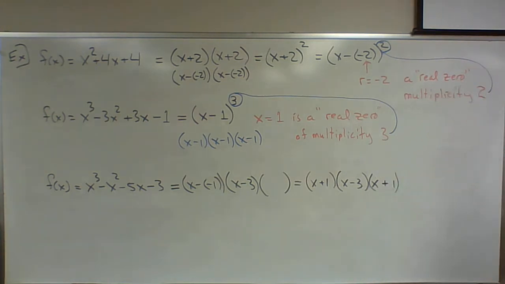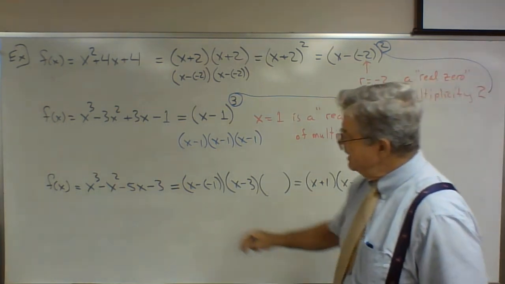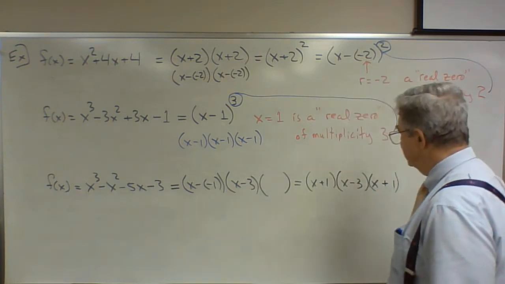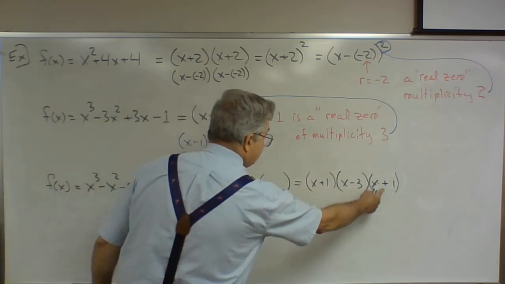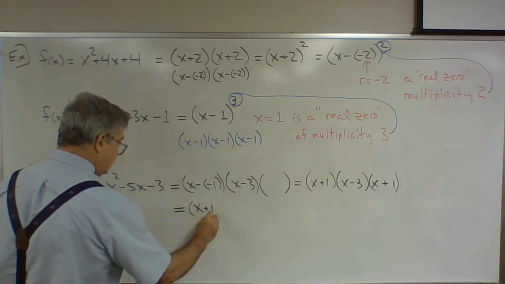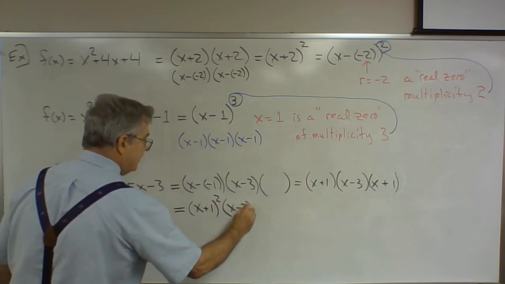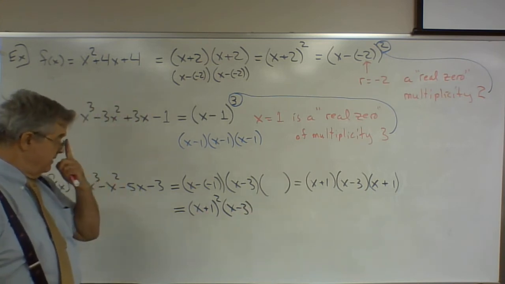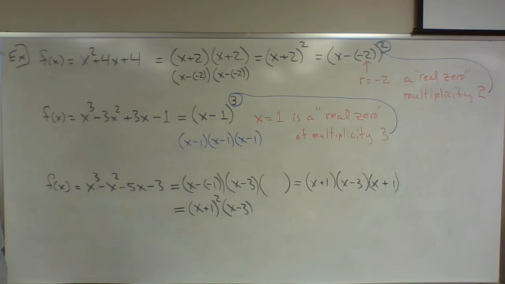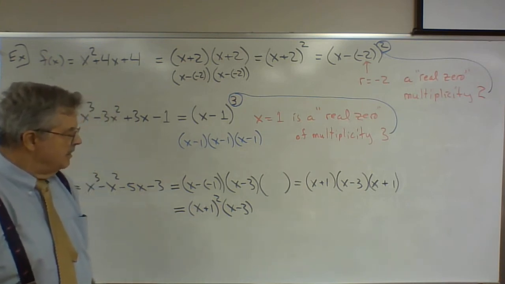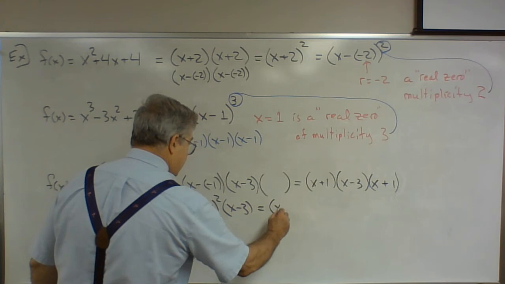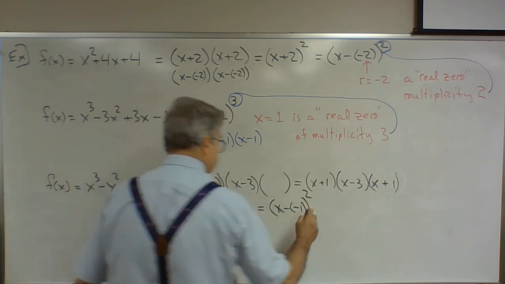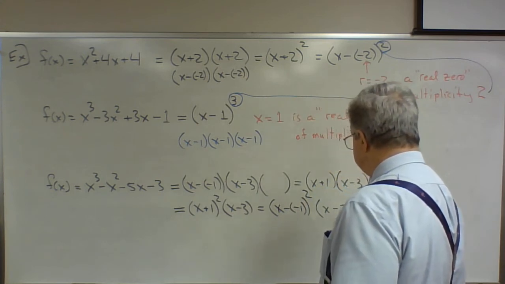Now I'm doing this because I want to know the real zeros of this function. So first of all, let me combine these two terms into one, sort of. I'll write it as x plus 1 squared. And now something is a real zero of a polynomial if x minus that something is a factor. So I need to rewrite this as x minus something. X minus a negative 1 squared, x minus 3 to the first.